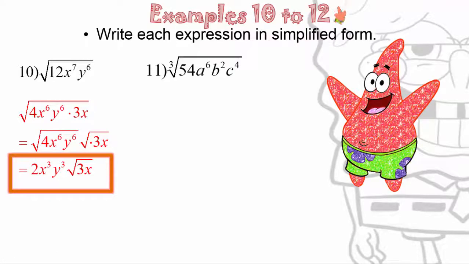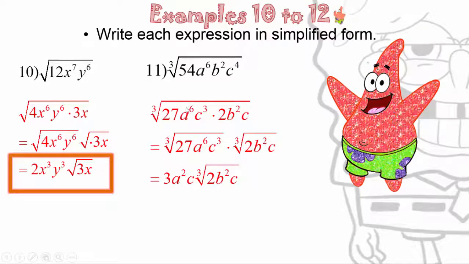In number 11, we're asked to find the cubed root of 54a to the 6b squared c to the 4th. In 11, we're asked to break down everything into perfect cubes. So what we want to do is we want to make sure that we put everything in terms of cubes. 3 to the 3rd power is 27. We have a to the 6th, which would be a to the 3rd power, a to the 3rd power, and then c to the 3rd power, and we have left over 2b squared c.